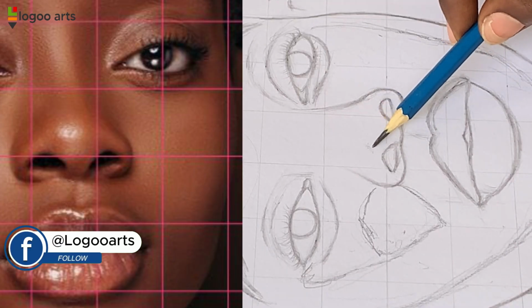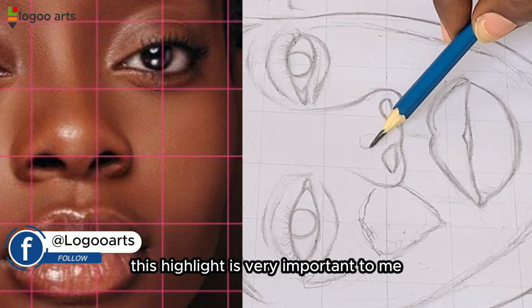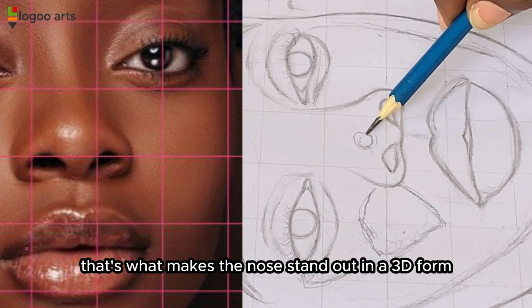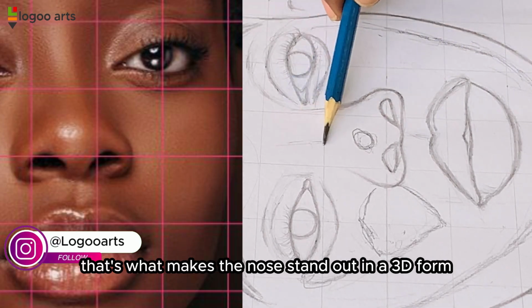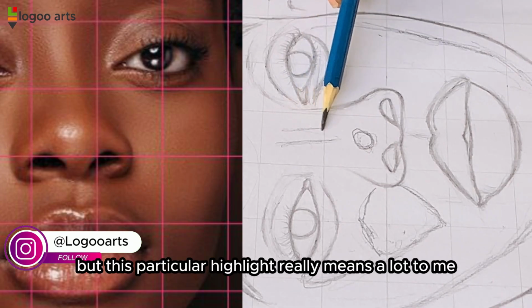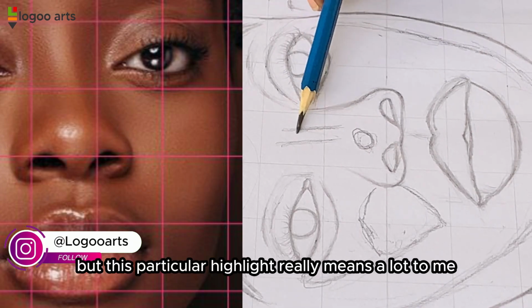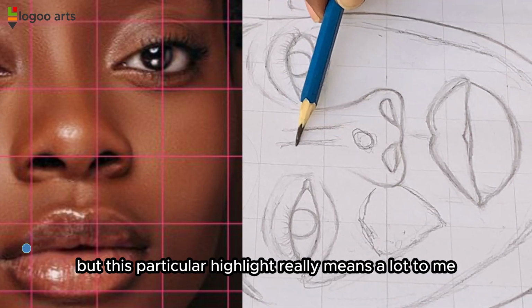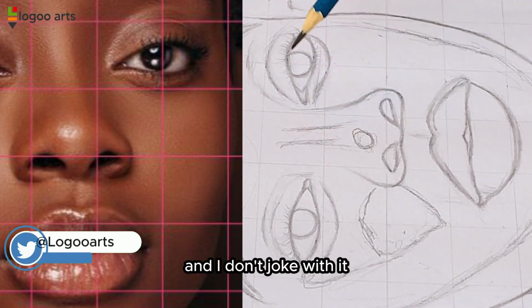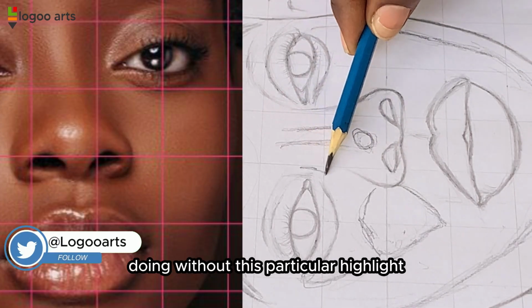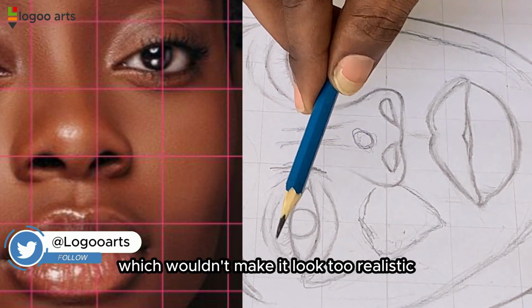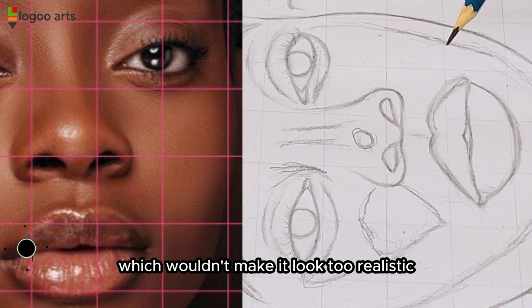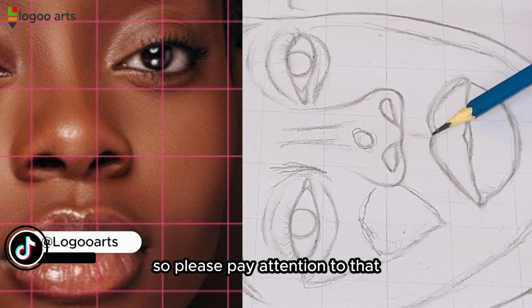Now with the nose, this highlight is very important. To me, that's what makes the nose stand out in a 3D form. I don't know, but this particular highlight really means a lot to me, and I don't joke with it. Without this particular highlight, the nose might look flat, which wouldn't make it look too realistic. So please pay attention to that.